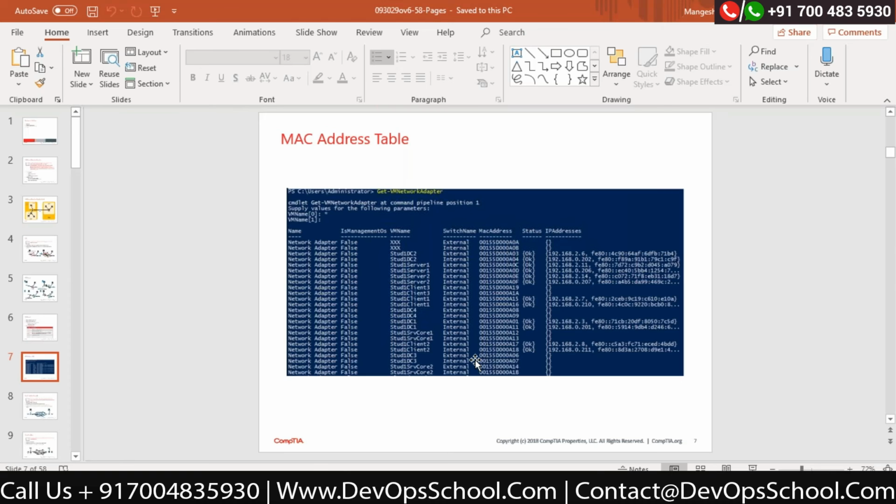Correct? We already saw that the MAC address table is an in-memory table running on top of the switches. At any given point of time, if the switch wants to transmit data from one node to another node, the switch always refers to this MAC address table in order to find out whether that device is connected to my switch. If it is connected to my switch, on which physical port it is connected. Correct? So understand, this is a very important aspect.